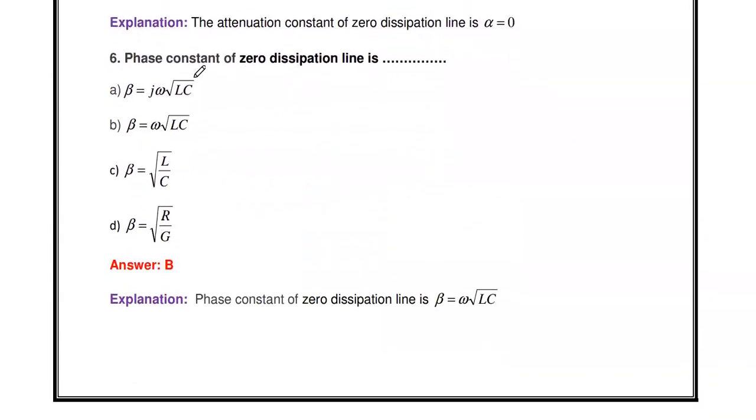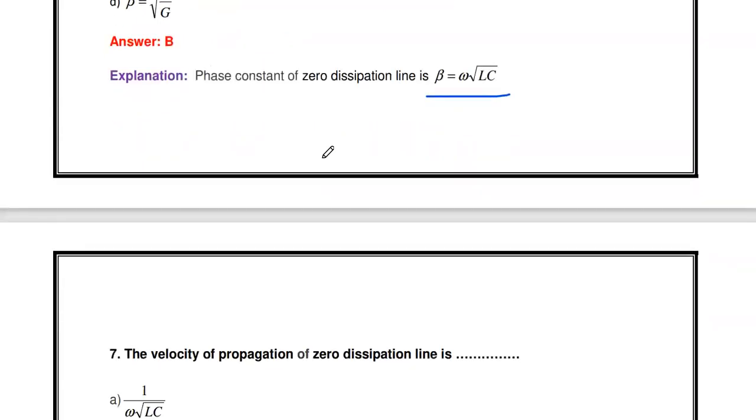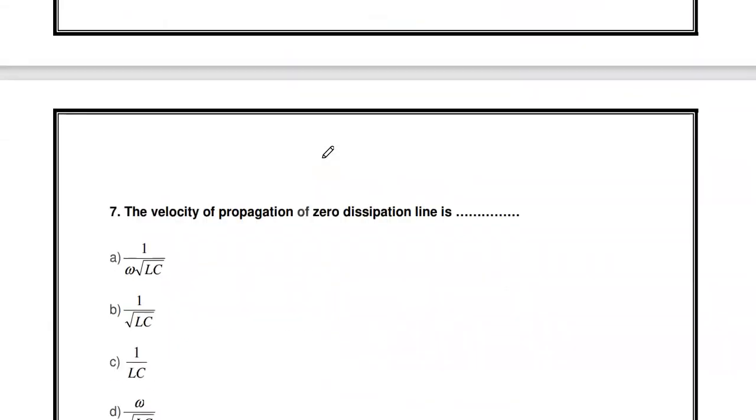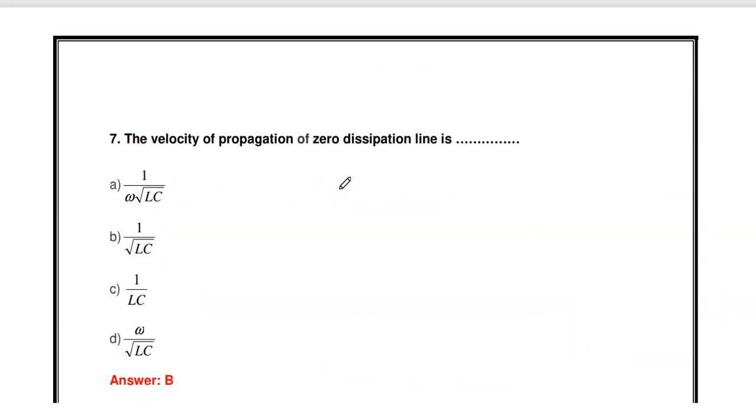Then what is the phase constant of zero dissipation line? The phase constant of the zero dissipation line is beta equal to omega into square root of LC. These are all the different parameters for the dissipationless line.